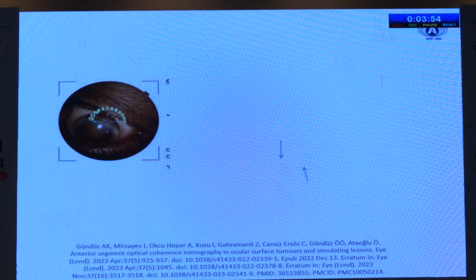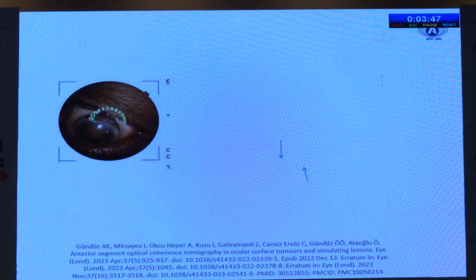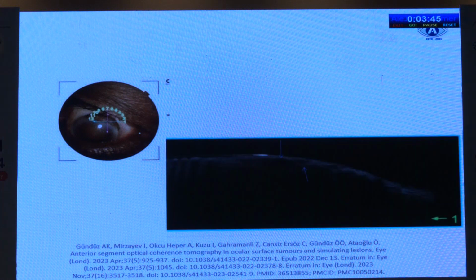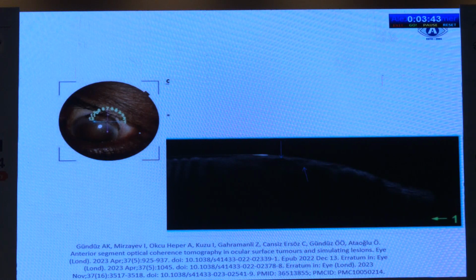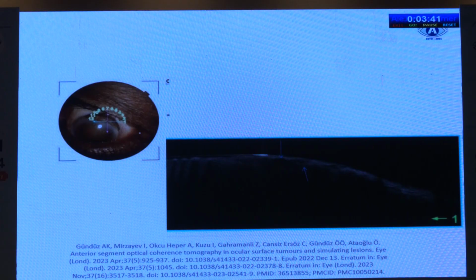This is another case with pigmented ocular surface lesions mimicking an OSSN. When you do an ASOCT, you can see clear cystic spaces inside the lesion, which indicates it is not an OSSN but just conjunctival melanosis. So you could safely plan a procedure; in this case, cataract surgery was done.